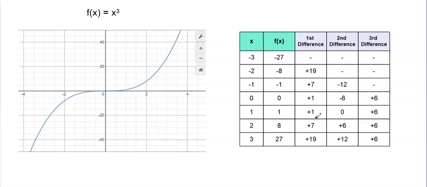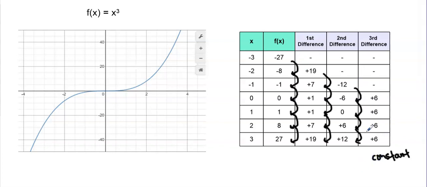Let's take a closer look at the first, second, and third differences. So the third difference here is constant. The second difference had a constant rate of change, so that means it is linear. The first difference had a linear change, so that means it is quadratic, which means that this cubic function had a quadratic rate of change.